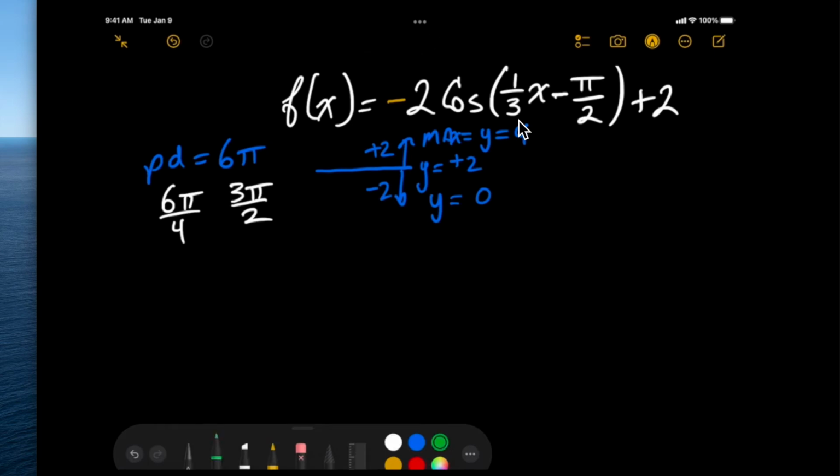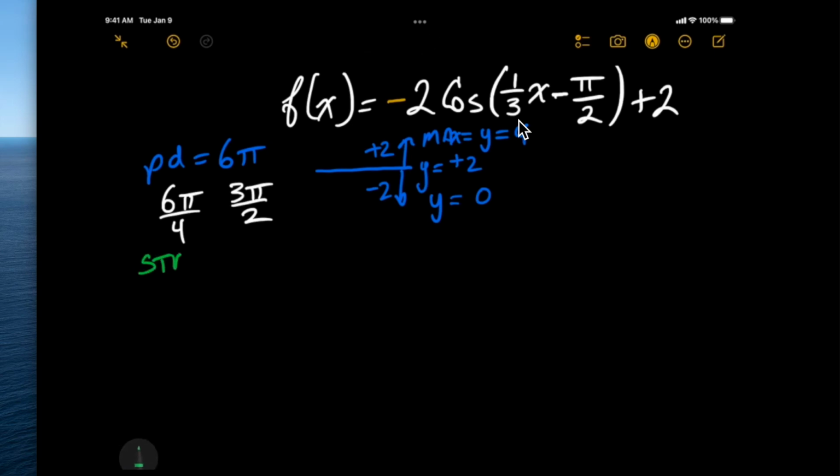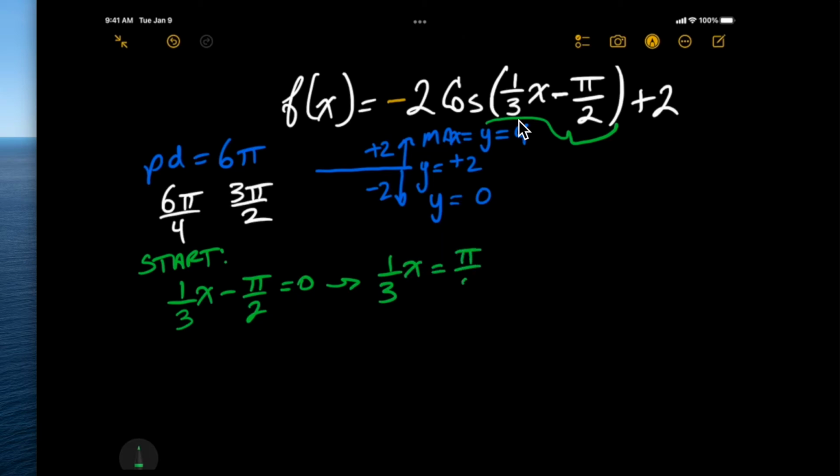Next, we're going to establish the starting and end points. The start point is found by taking what's in the parentheses, right in here, and we're going to set that equal to the normal starting point of the cosine function, which is 0, and then we're going to solve for x. That's going to give us 1/3 x equals positive pi over 2, 3 pi equals 2x, and x is going to equal 3 pi over 2. So this is going to be our starting point.